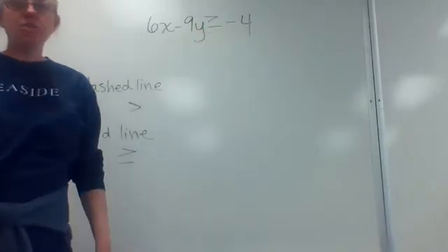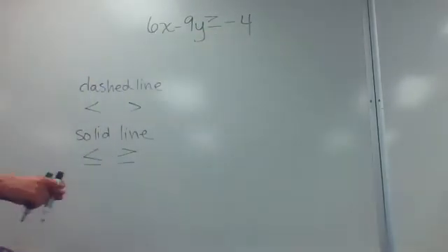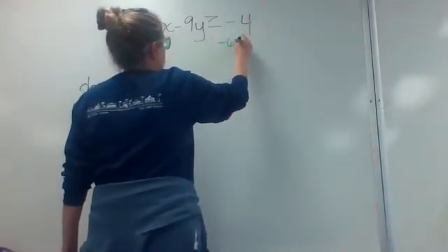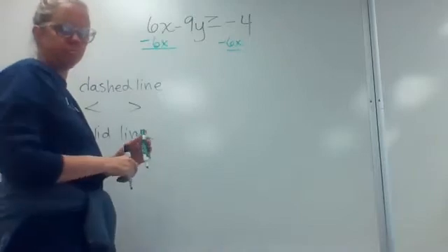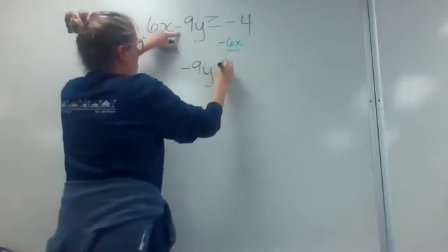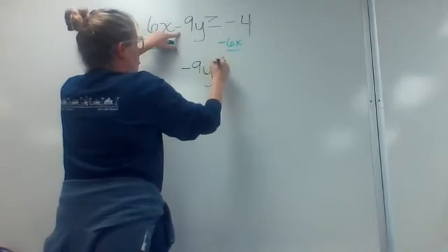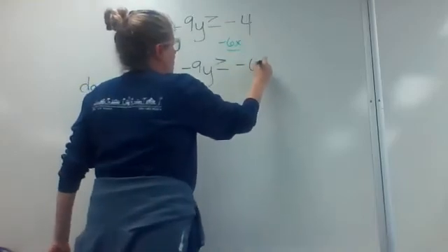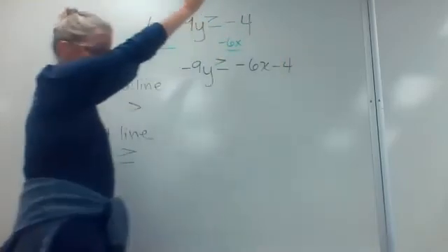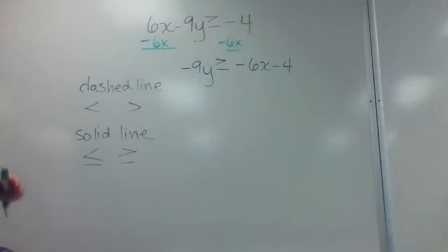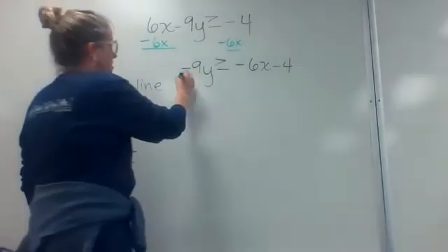So the first thing I've got to do is get that y by itself. So minus 6x from both sides. So now I have negative 9y is greater than or equal to, just bring these down since I can't combine them, negative 6x minus 4. Divide both sides by -9.